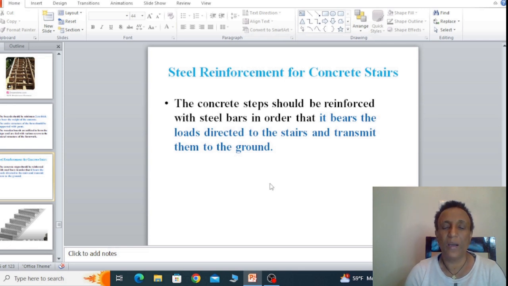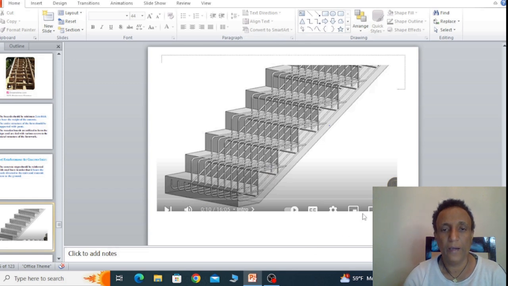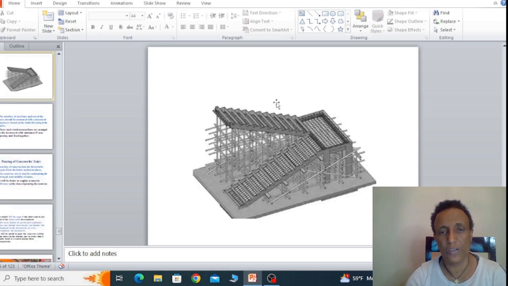This reinforcement bar is used to bear the loads directed to the stair and transmit them into the ground. These reinforcement bars are used to carry the loadings and they are expected to transmit the loading into the earth through the foundation. Here is the picture to show you how reinforcement bars are located in the staircase construction.